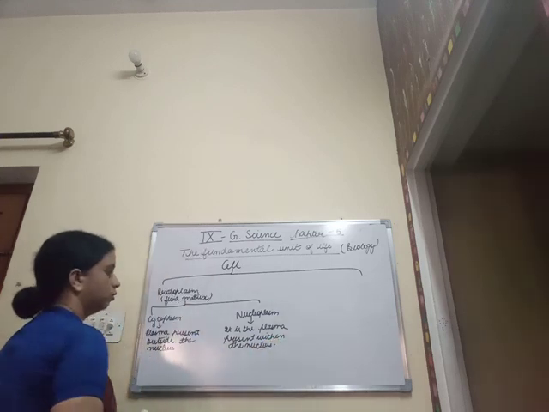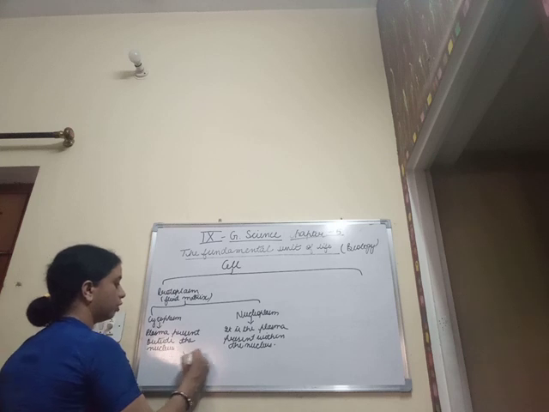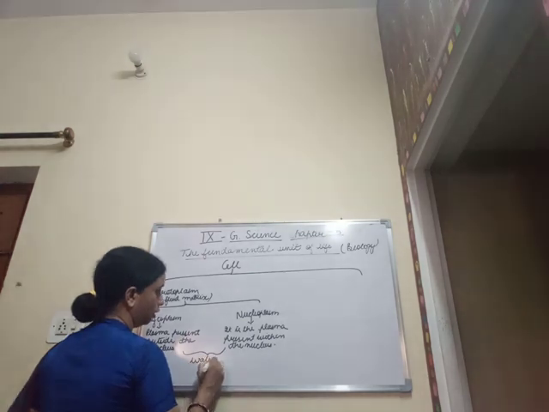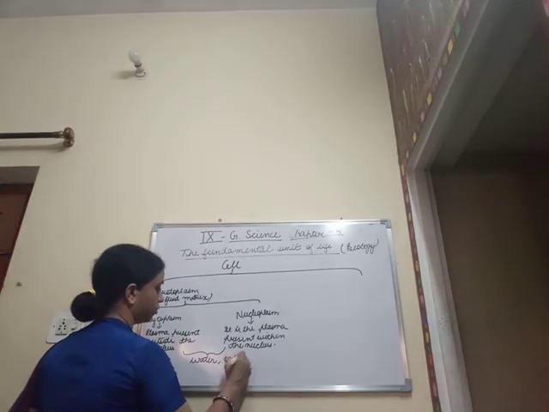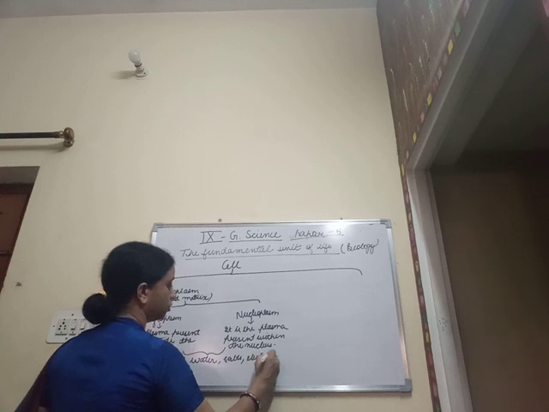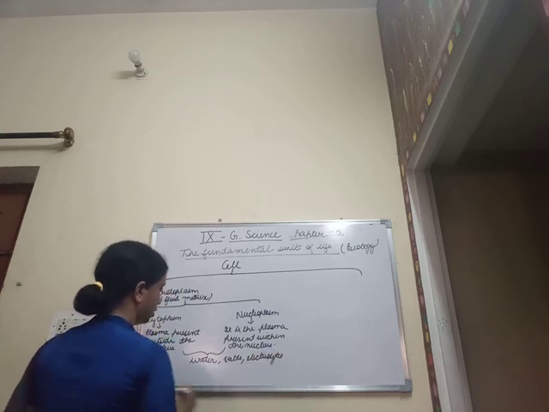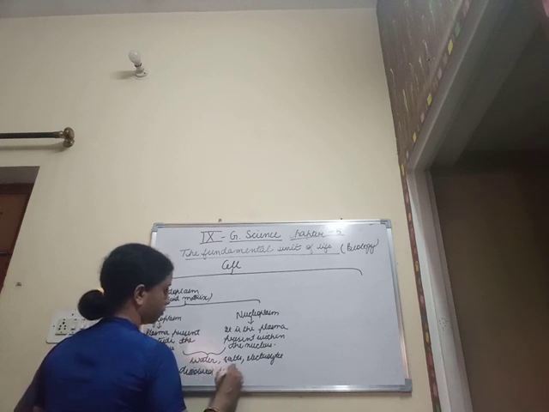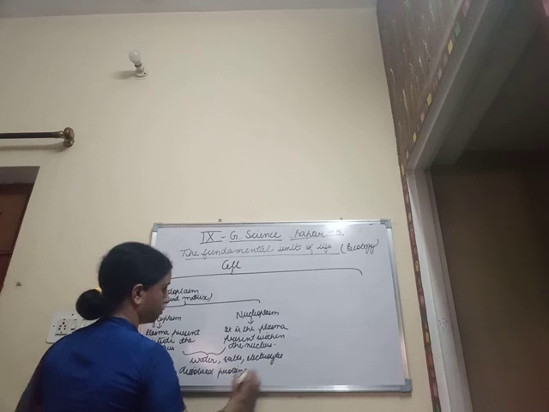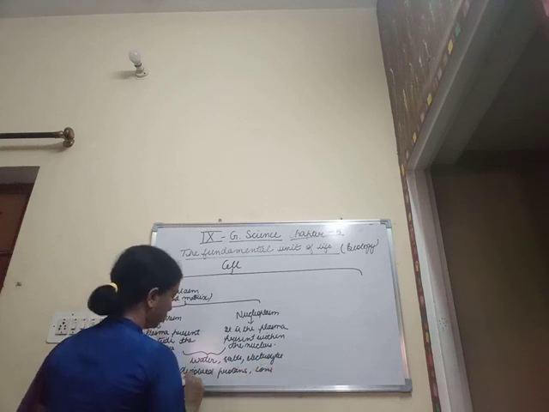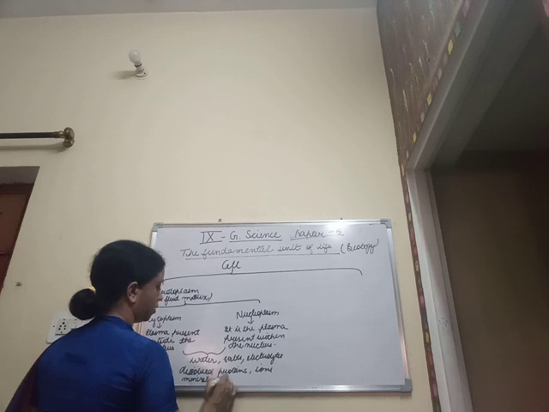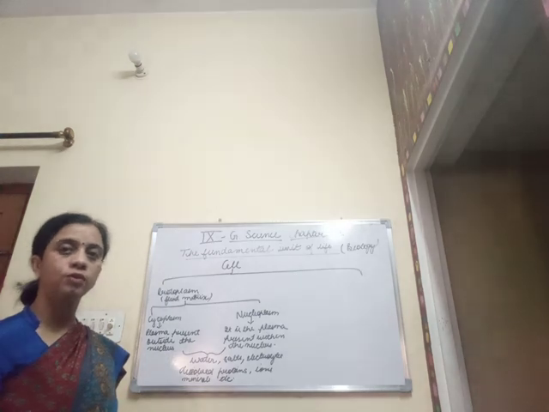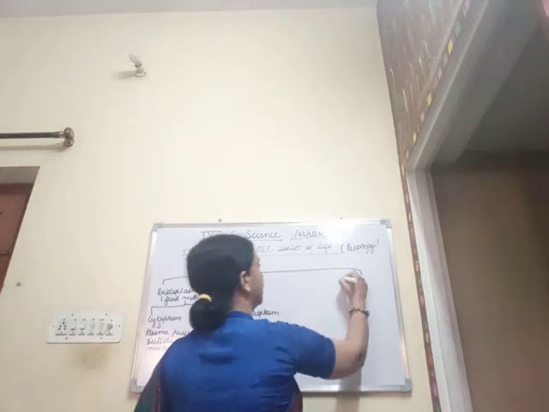Now, what are the plasma contents made up of? These are made up of basically a large amount of water, salts, electrolytes, dissolved proteins, ions, minerals, etc.